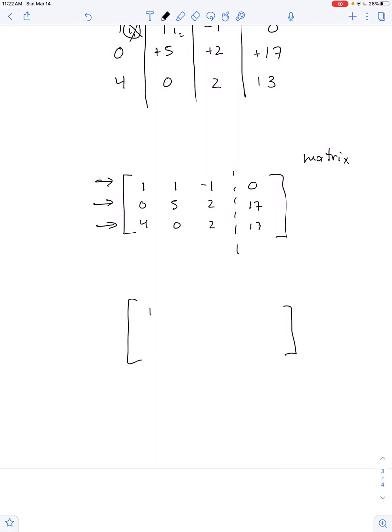So let's keep line number 1: 1, 1, negative 1, and 0. What I'd really like is if the terms highlighted in yellow are all zeros. Well, two of them happen to be zeros, that's nice, but the problem is with this item. Okay, so how can I make that into a 0? Well, I guess I could multiply line 1 times negative 4, and then add it to line 3. So let's replace line 3 with the result we get when we multiply line 1 times negative 4 and add it to line 3.